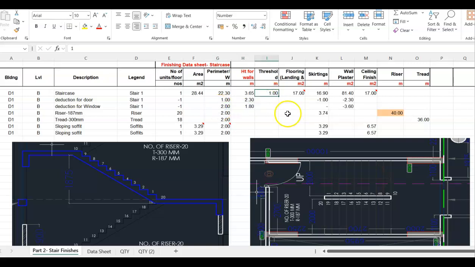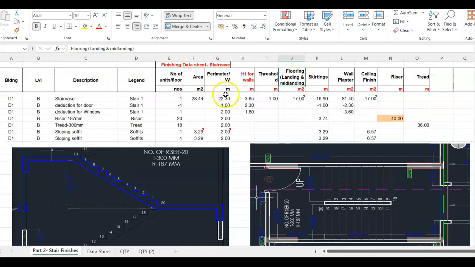Now start with the threshold. Here is the given 1 meter length threshold quantity. In the flooring, we consider landing and mid landing only. This part is 4 meter into 2.25. Same here, 4 meter into 2 meter.